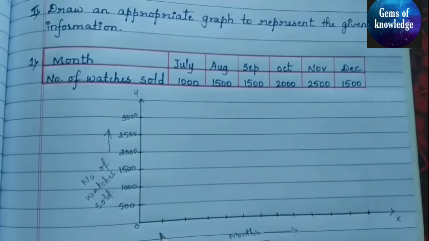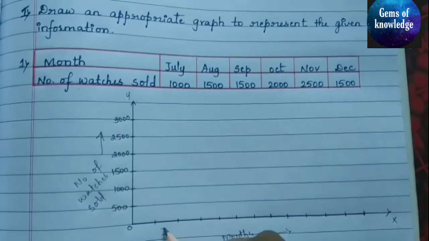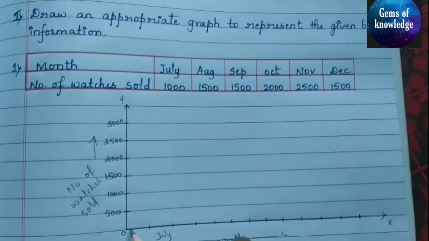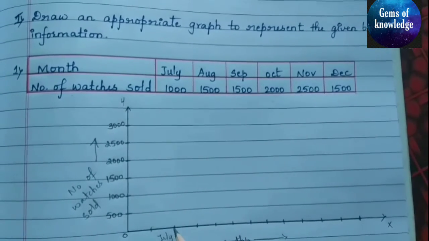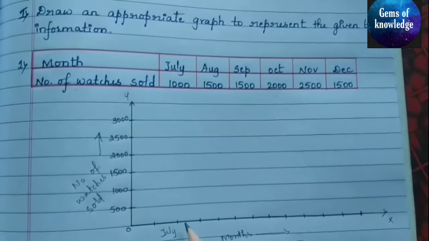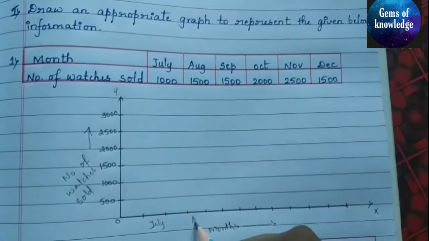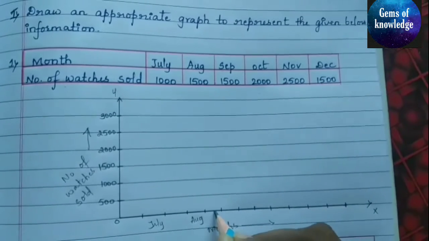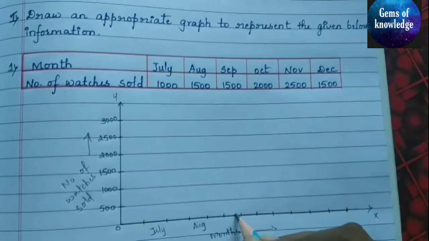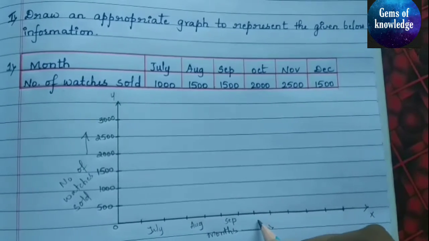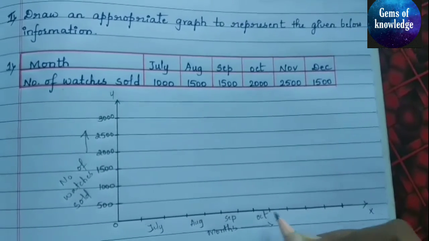Okay, so in the first one, let me write here, it is July. We have to leave this 1 centimeter gap and use this one for July. Then again we will leave this part and use it for August. Again we have to leave 1 column and write September. Then again 1 column we leave and write October.